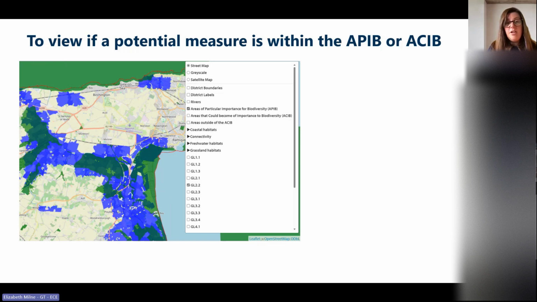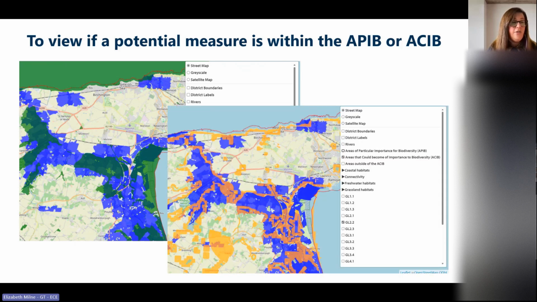For one reason or another, you might want to view the potential measure just within the APIB or the ASIB layer. It's really easy to do that. You just follow exactly the same process, but you only select one of the local habitat map makeup areas rather than both. And then it's exactly the same in terms of dark green if it's a potential measure that falls within an existing area, and orange if it is a potential measure that falls into an area of opportunity.